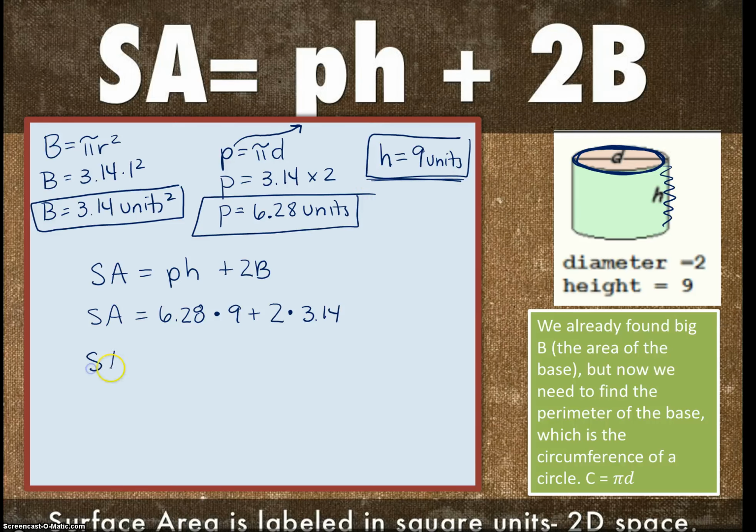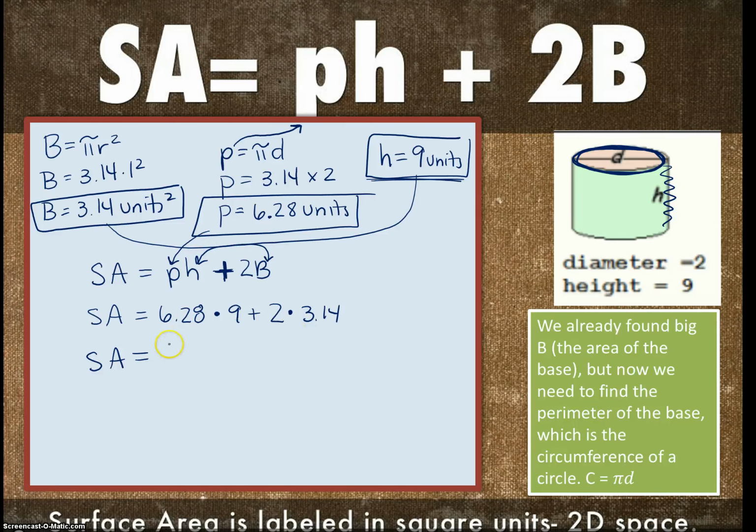So when I plug it in, the P for perimeter goes in right here, so I plug that in here. The height is 9 units. I plug that in here. Make sure to write a plus sign, 2 times the area of the base, because I have two bases.